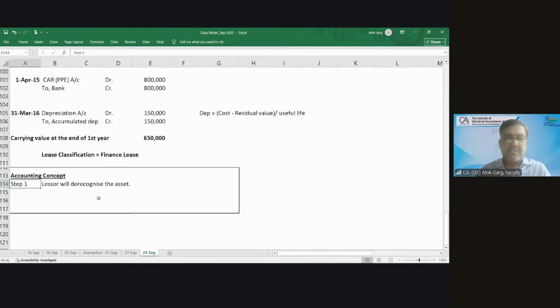Your notes are getting prepared nicely. Step number 2. What is step number 2? The lessor has de-recognized the asset, but the lessor will receive the rental income in the next 4 years. So what will the lessor recognize now? Compute the present value of the future lease payments.